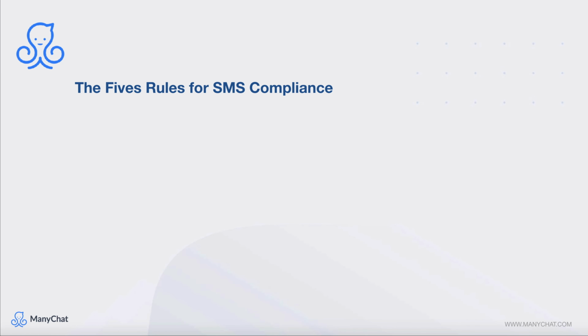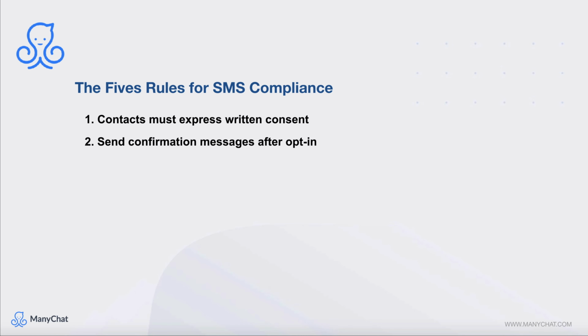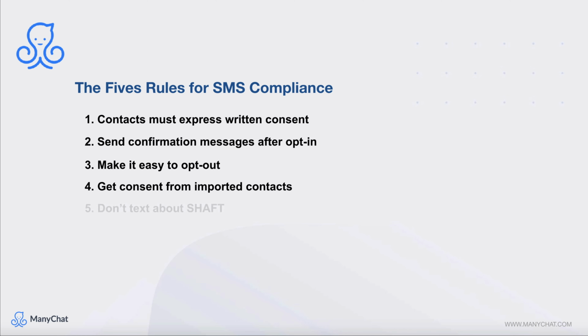There are 5 rules you'll need to understand in order to get proper consent from your contacts to start sending text messages to them. Contacts must express written consent. You must send a confirmation message after a contact opts in. You must make it easy for your contacts to opt out of your text messages. You also must get consent from imported contacts. And finally, don't text about SHAFT.